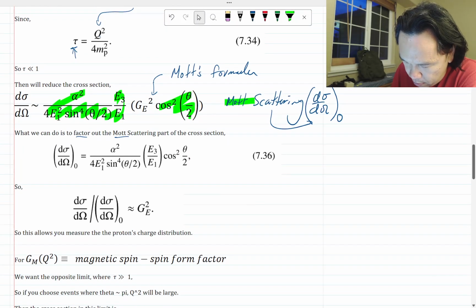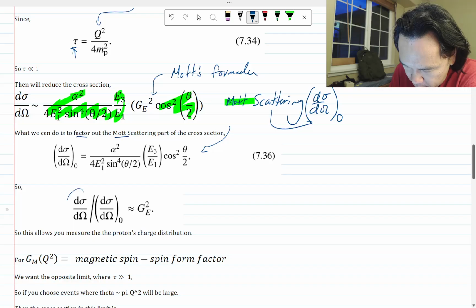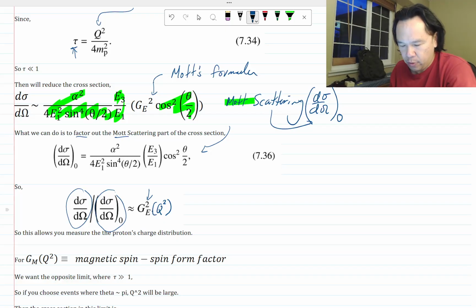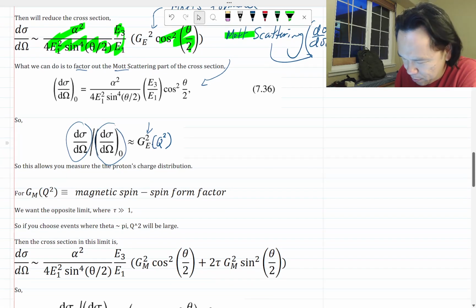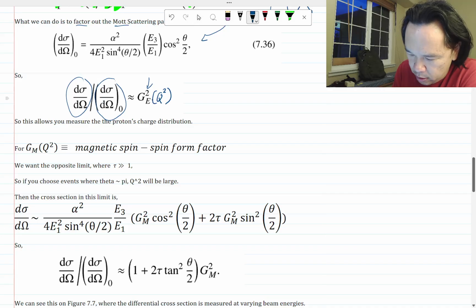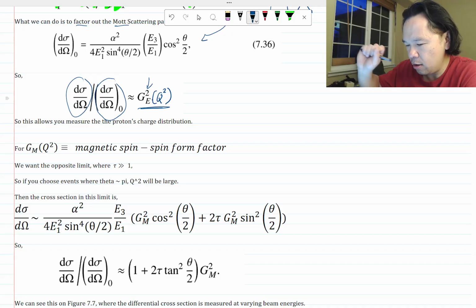Okay. And what happened is that, oh, you wrote down here already. So if you divide whatever cross section we have by the Mott scattering cross section, we're basically going to have GE squared. And remember, this is always going to be a function of Q squared still. We're going to see this in a little bit of data when we get to the end of the section. So for small Q square, we can measure this GE square by just figuring out how the cross section changes slightly as we change the Q square.